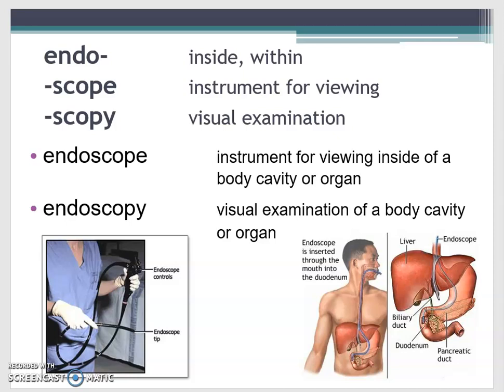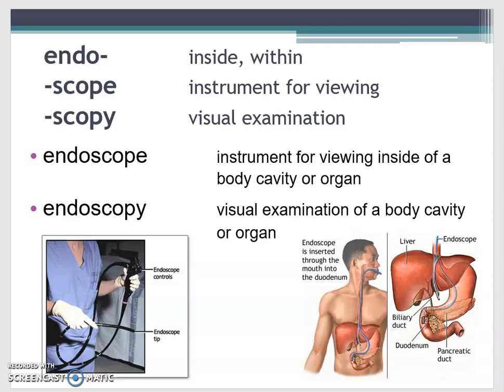Okay, we're going to go into some procedures now. We're going to take the prefix endo. Caught myself there. We're going to take endo, and we're going to attach it to the suffix scope, which means instrument for viewing. If you look beneath that, you'll see endoscope. This is the instrument for viewing the inside of a body cavity or organ.